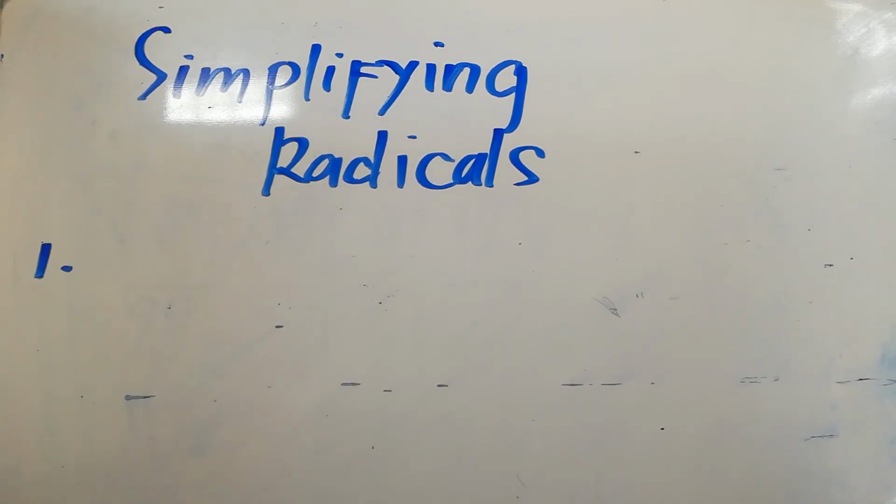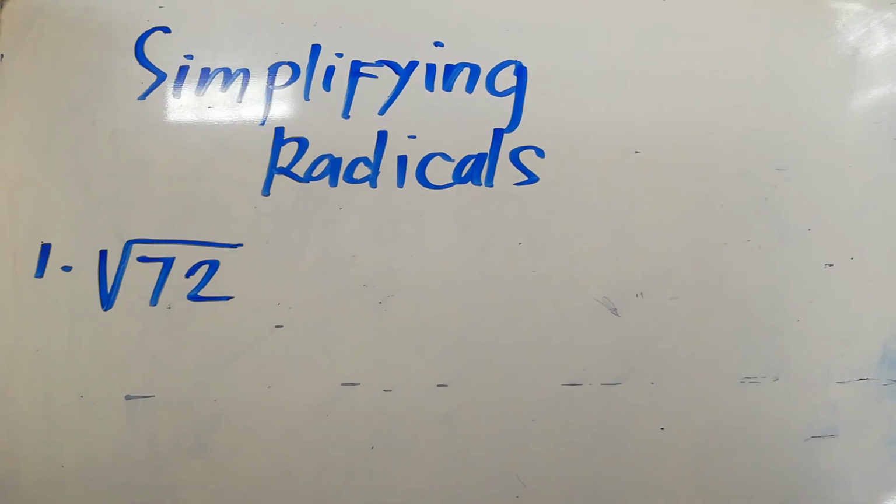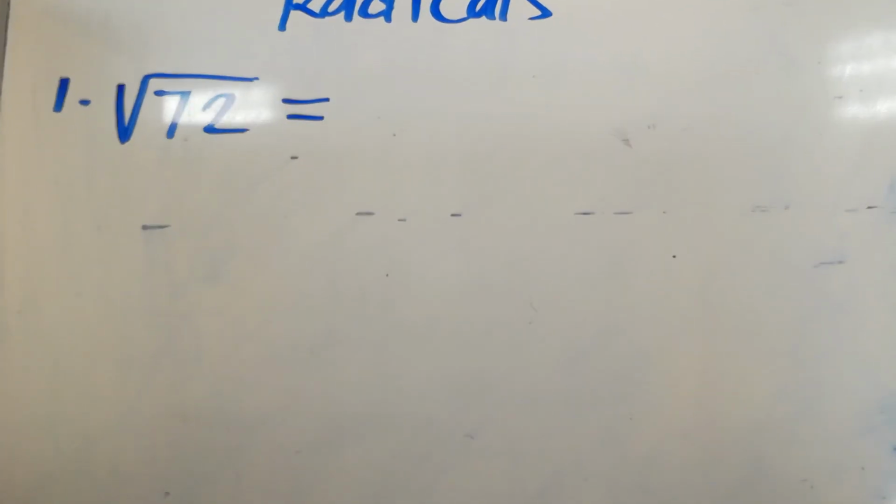Okay, example number 1 is the radical square root of 72. So in square root of 72, we will simply identify the greatest perfect square factor and the non-perfect square factor. Since the index is 2, we need to find the greatest perfect square factor. Now how? How do we deal with square root?